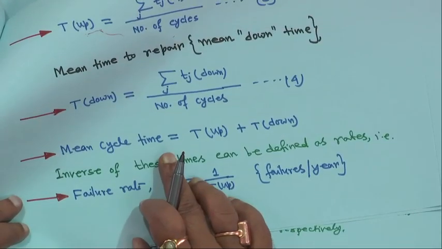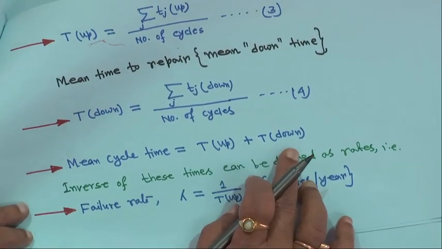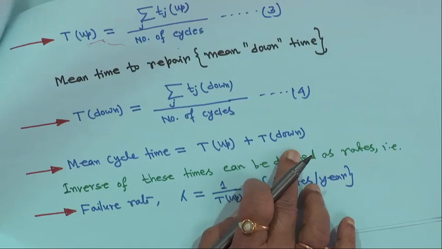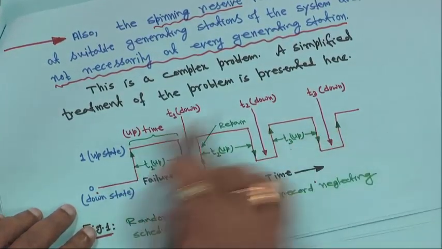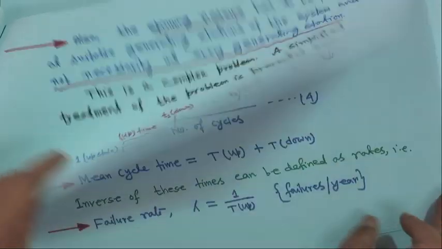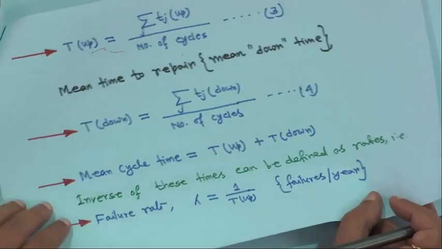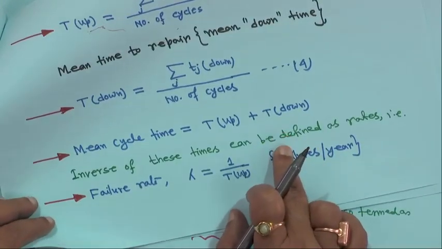Now, the mean cycle time will be T up plus T down, that is very simple. From this diagram also, you add all the up and all the down, and that will be the total cycle time. So the mean cycle time will be T up plus T down, a very easy thing.